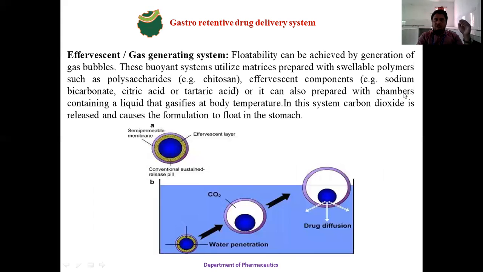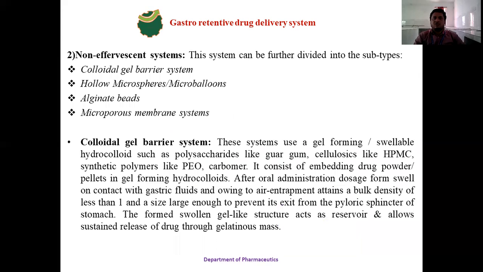As in the first one, there is a use of effervescent components like sodium bicarbonate, citric acid or tartaric acid. Here there is no use of effervescent components, so that's why it is called a non-effervescent system. Coming to the first one, it's called the colloidal gel barrier system. In the colloidal gel barrier system, definitely there will be a hydrophilic polymer which will form a gel, or you can say the polymer will get swelled in presence of the gastric fluid.